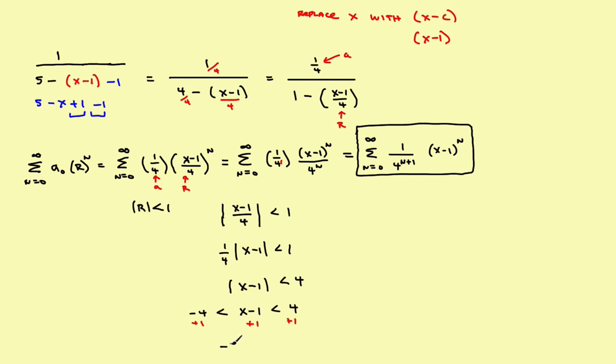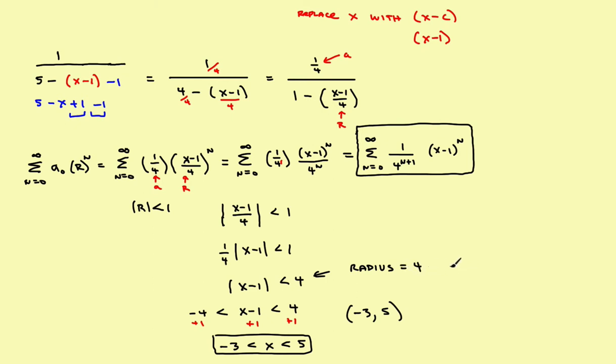negative 3 is less than x, and this is going to become 5. So that's going to be the interval of convergence. Or again, you can write it in interval notation as negative 3 and 5 in open notation. Now again, the radius would be the distance from the center to the outer edge. So the radius is going to be 4. So the radius of convergence would be 4 if you needed the radius.